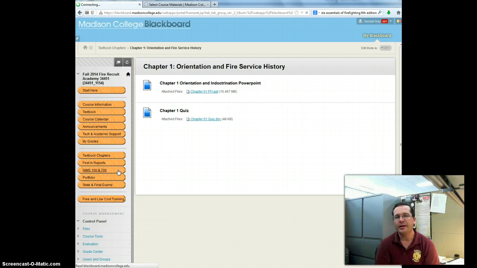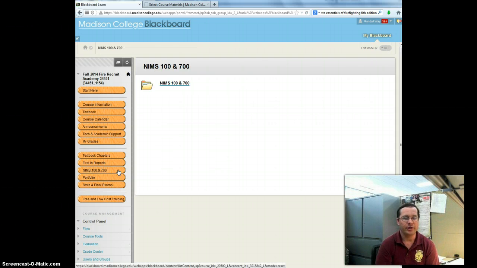The tab below that will take you out to the NIMS 100 and 700 documents from the Federal Emergency Management Agency. So the story is the federal government has an interest in having every firefighter trained in the National Incident Management System. That's what NIMS stands for. What the federal government has dictated is that any fire department that gets federal funding must train all of its people in the National Incident Management System. So basically, if you don't have this skill set, you're not employable as a firefighter.